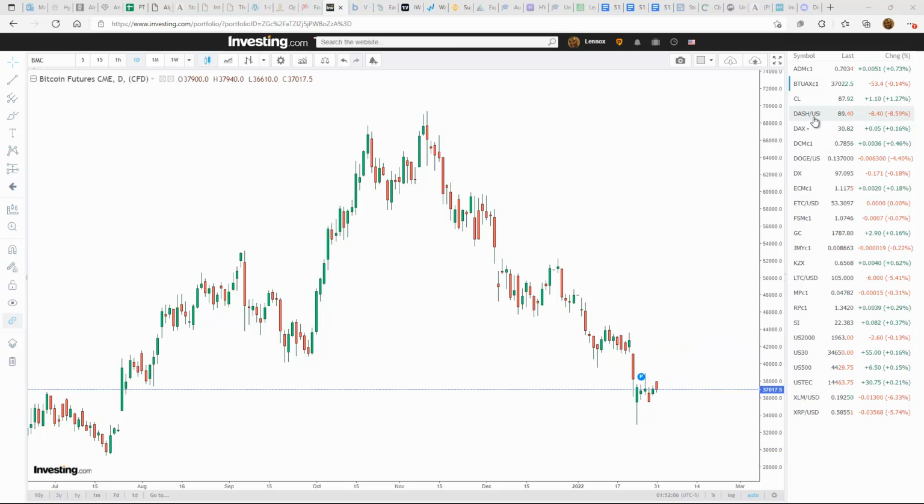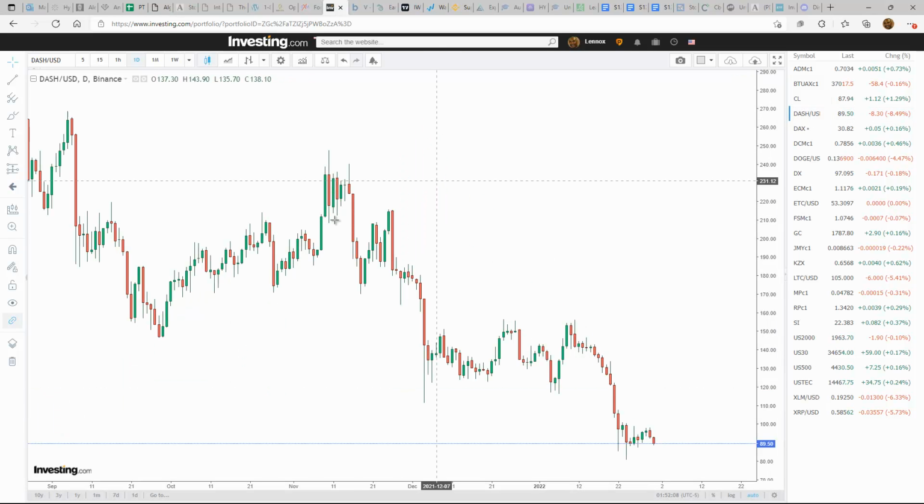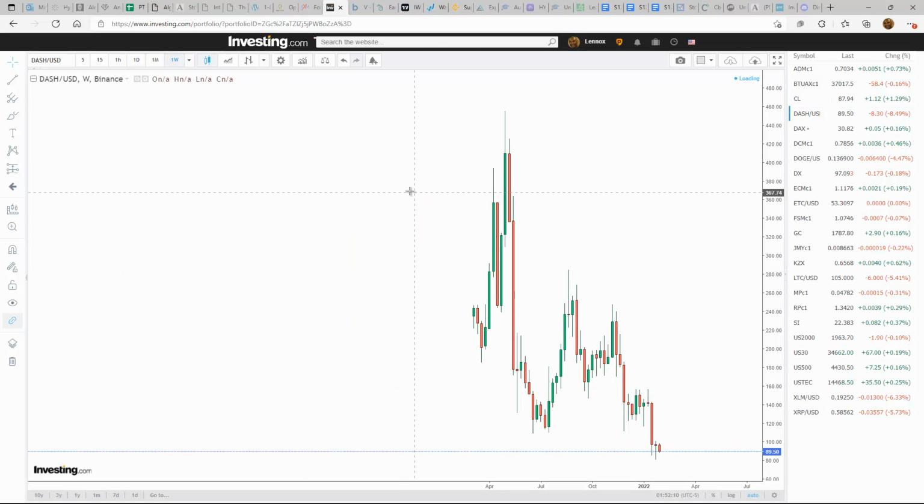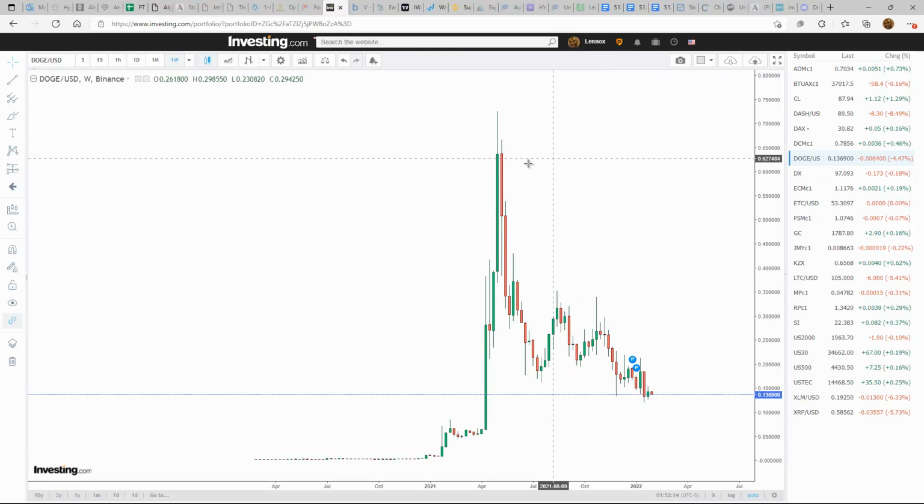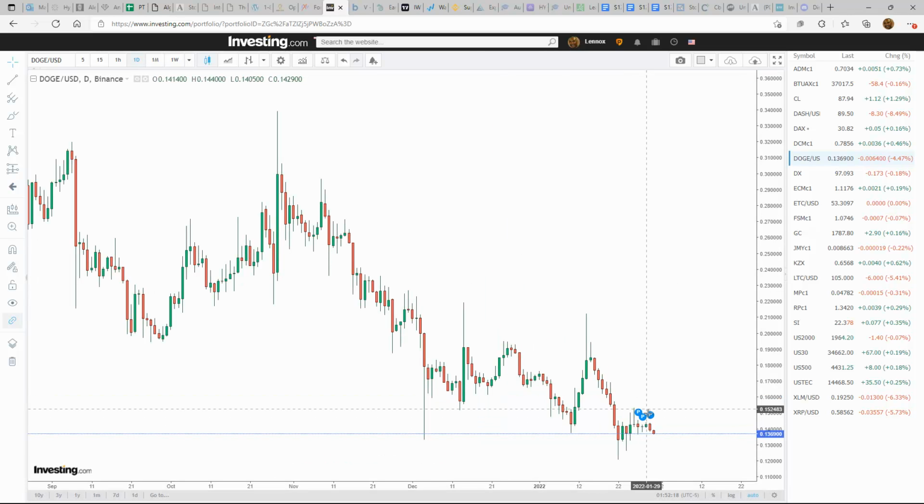That would hold for Dash coin. You can see that it also is very weak and pushing to the downside. That would hold for Dogecoin more than likely. It's also pushing to the downside. So we're looking for further weakness in these coins.